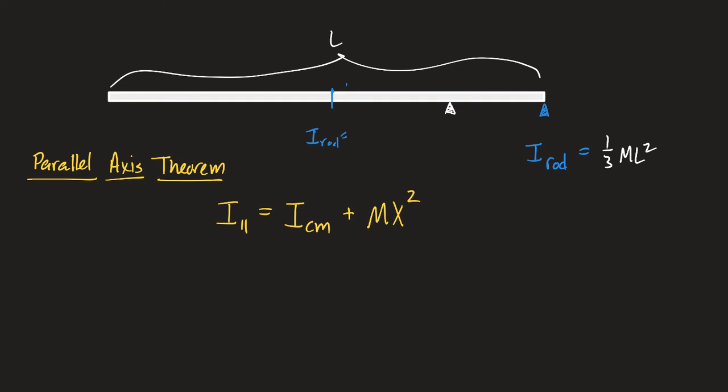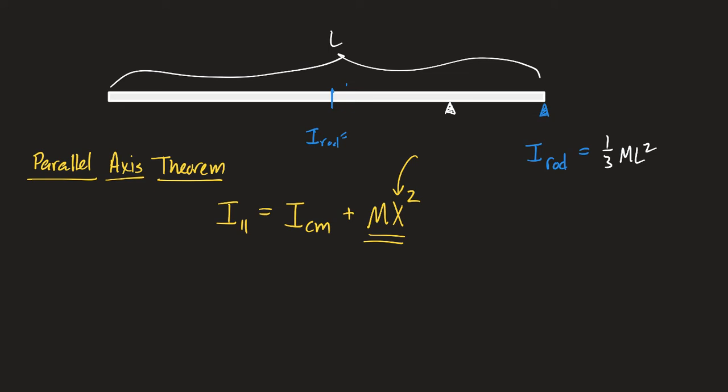It says that the moment of inertia through a parallel axis will be equal to the moment of inertia through the center of mass plus this value representing the shift of the moment of inertia. x is how far you are shifting the moment of inertia from the center of mass to the new axis of rotation. There are some caveats here, but is everybody okay with that so far?